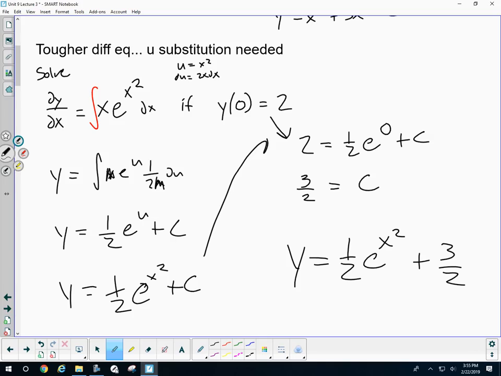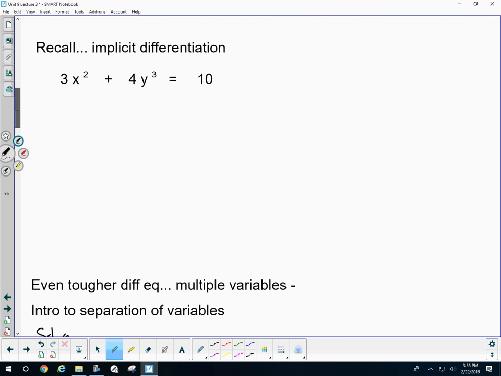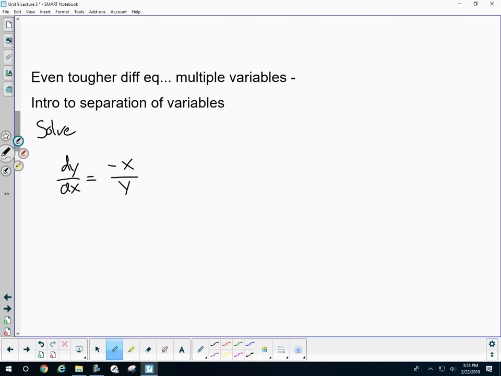But we're not going to see many of those. We're going to go to different types of differential equations, like this guy. dy dx equals negative x over y. Now, what is different about this differential equation compared to other differential equations that we've seen? It's got two variables. It's got an x and a y. And it's like, how do I take the antiderivative of negative x over y? I don't know how to do that. You guys don't know how to do that.